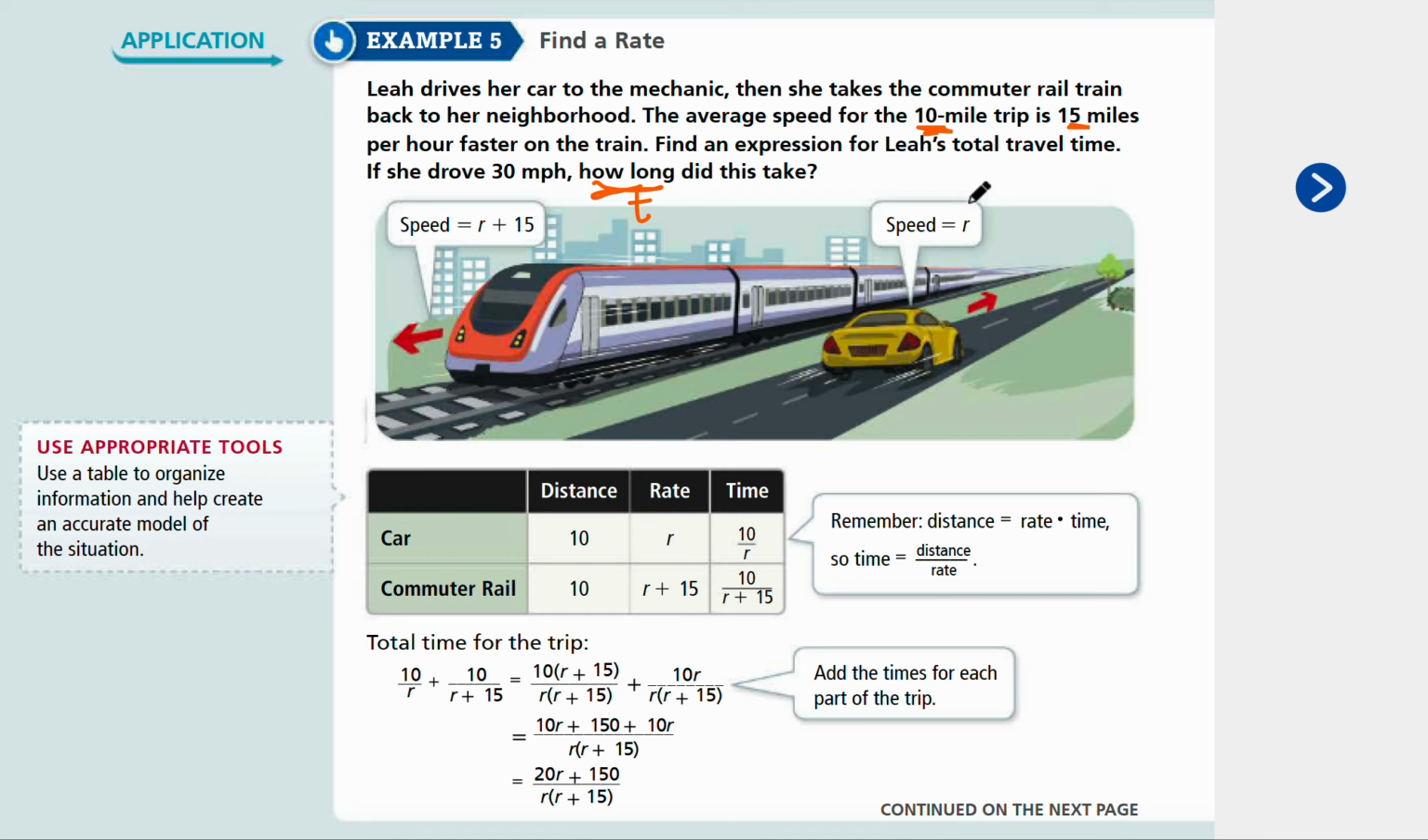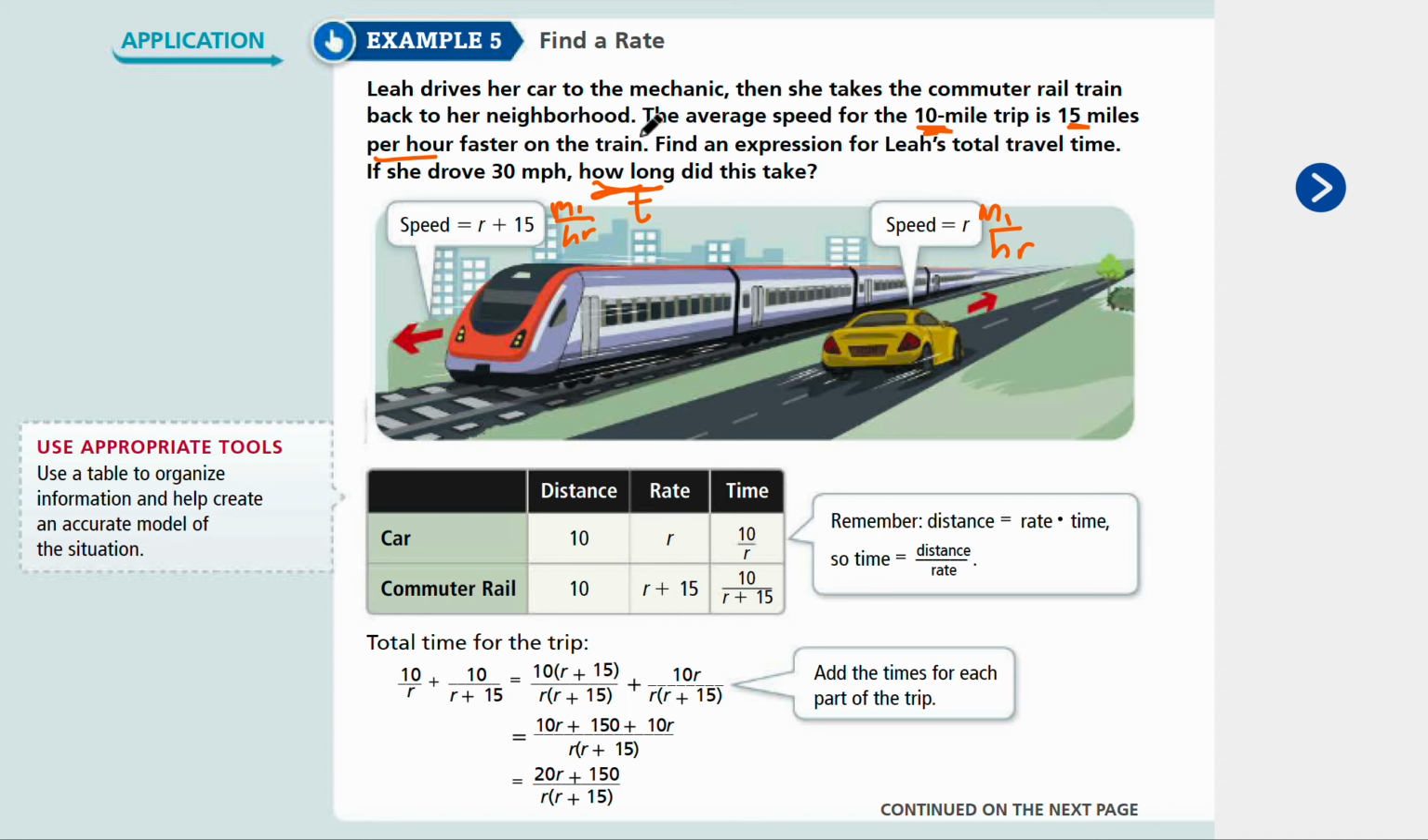So first, car. If we say the speed of the car is r, the speed of the train is 15 miles per hour faster. So this is just an addition to the speed we have right now. For a car, miles per hour is the unit, and the speed for the train is also miles per hour, so you just have to add 15. And then time is going to be distance divided by rate, and distance is the same, right? 10 divided by r for that one, 10 divided by r plus 15.